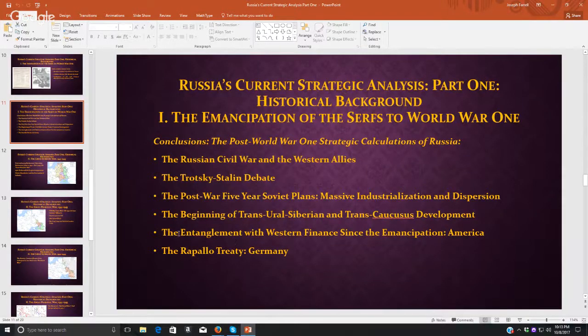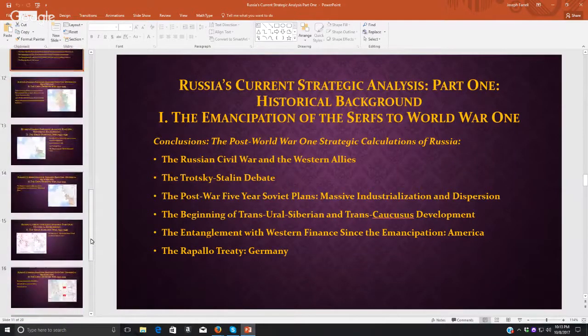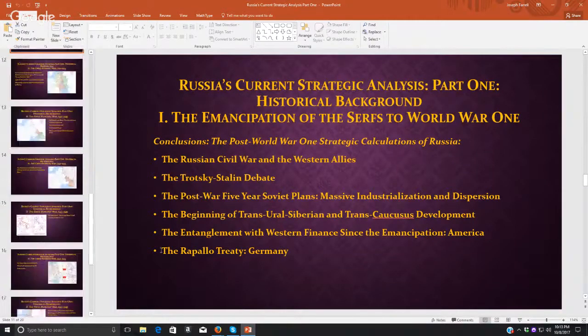Now, the problem here is that in order to make these 5-year plans work, the Soviet government becomes further entangled with Western finance. We saw this process beginning, of course, with the emancipation of the serfs. And then the final strategic calculus that I've mentioned in some of my books is the Rapallo Treaty.